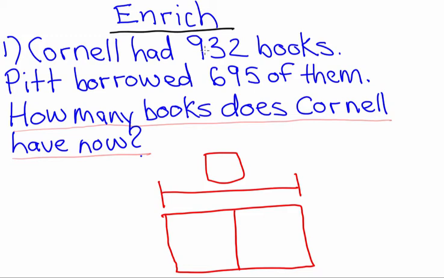Okay, so whenever you got, let's take a quick walk through it, and I want to just make sure that you understand how to do this correctly. So I know that Cornell had 932 books. That's my whole, because that's what I'm starting out with. So Cornell had 932 books. Okay, Pitt borrowed 695 of them. It sounds like Pitt's taking away a part, so I know that this part is 695.